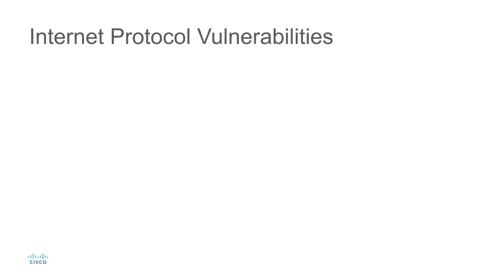There's a number of vulnerabilities that target the Internet Protocol. Now remember, the Internet Protocol operates there at layer 3, the Internet layer, or the network layer if we're talking OSI. And these vulnerabilities vary. We're going to take a look at each one of these.